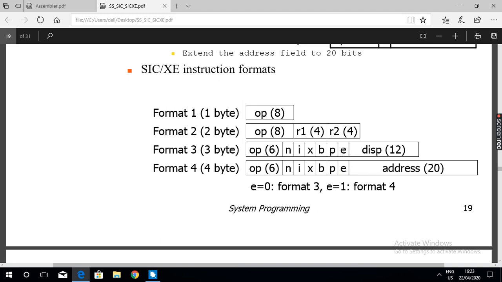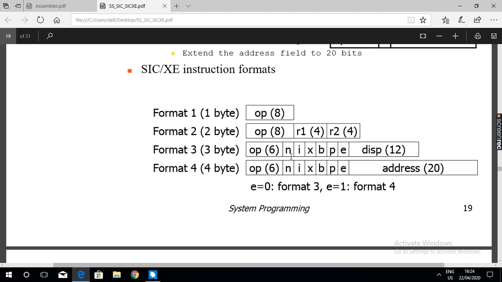This is the E bit, which indicates whether the instruction is a format 3 instruction or a format 4 instruction. E bit is set to 0 for a format 3 instruction, and for a format 4 instruction the E bit is set to 1. I think it is written here also. So E is equal to 0 for format 3 and E is equal to 1 for format 4.